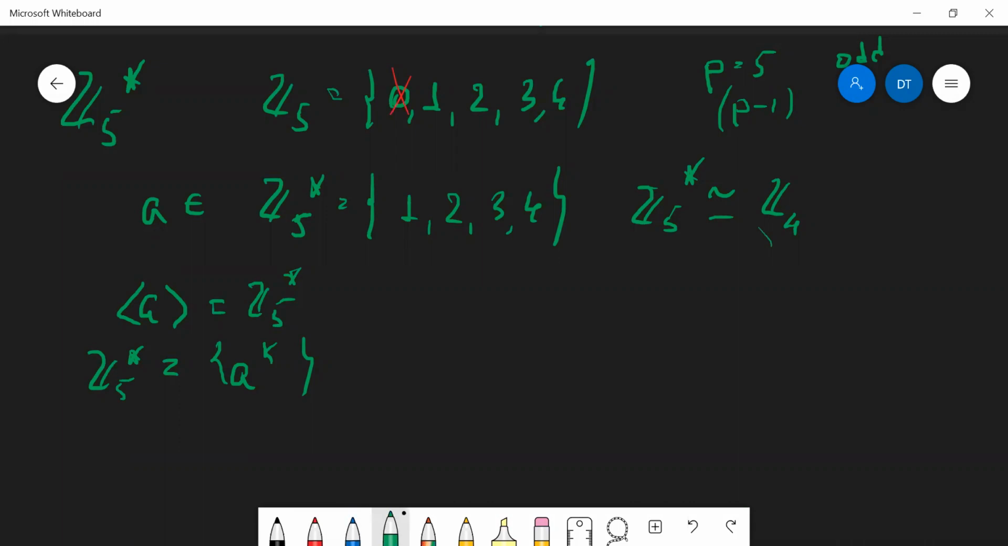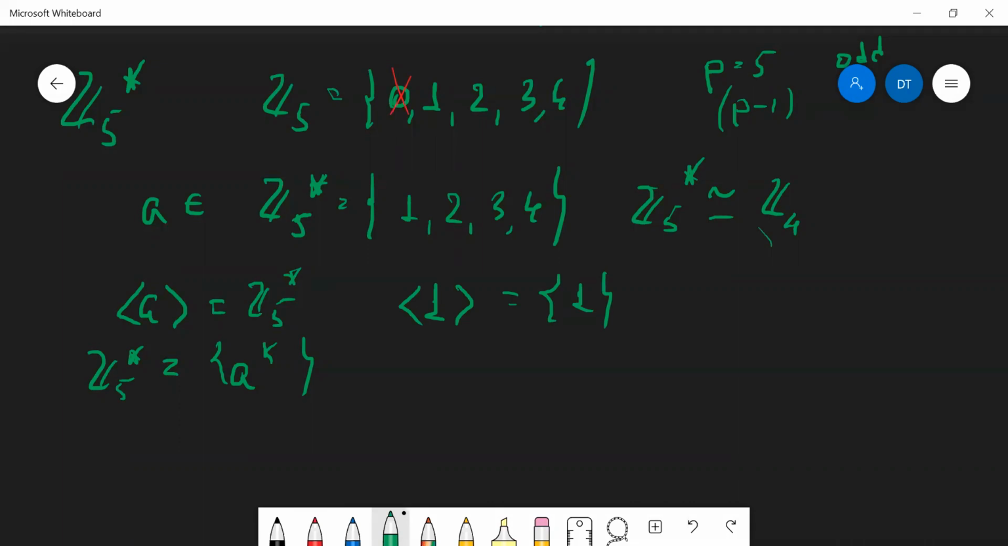Yeah, and if we take 1, what is its cyclic subgroup? Its cyclic subgroup consists of 1 only. We have multiplication, sorry. Yeah, we have multiplication. When you see the star sign, we have multiplication.